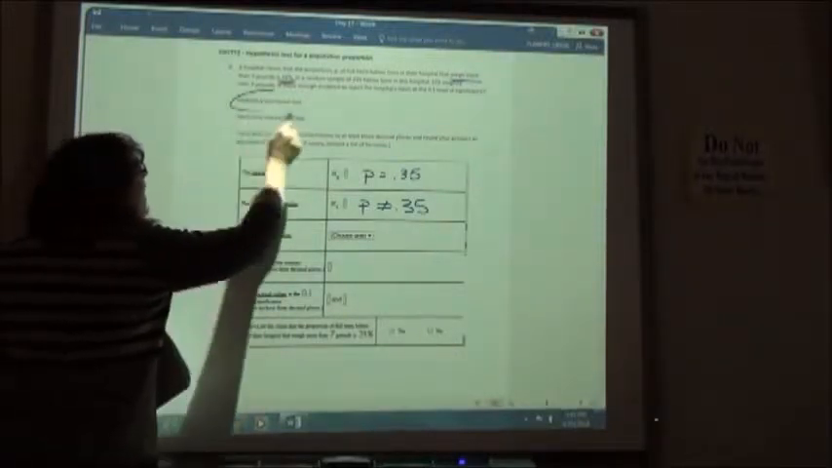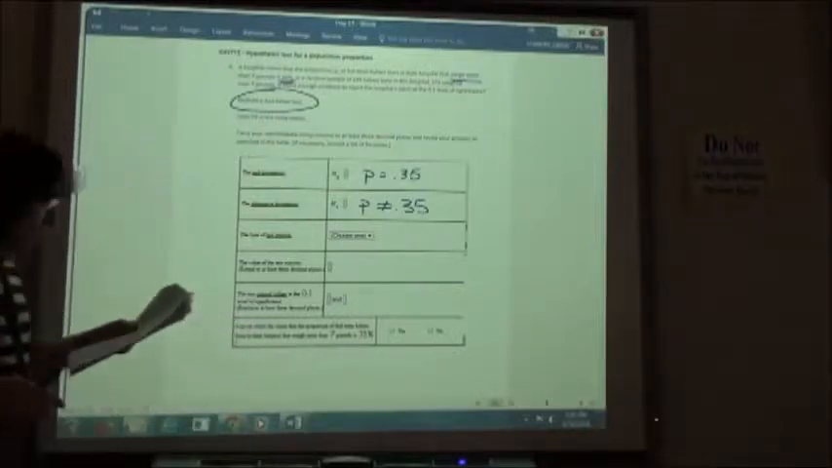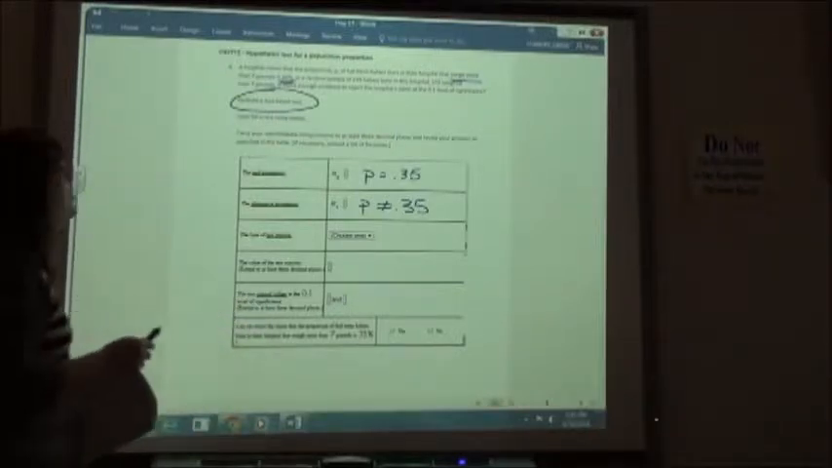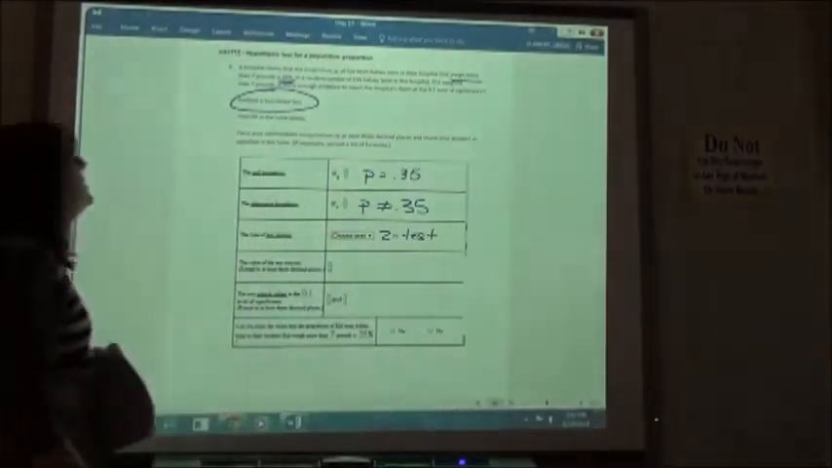I can tell when it asks if it's a two-tailed test instead of a one-tailed test that it should be the equal and the not equal. That'll give you a hint there instead of being a greater than or a less than where you have the one-tailed test. Just a little hint in there. So when we do a population proportion, we are going to do the z-test.